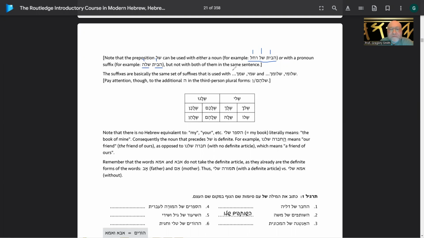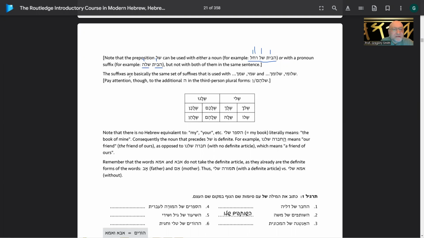But not with both of them in the same sentence. So that would be redundant, right? To have both of them in the same sentence. So it's either one or the other. It's either going to be very specific naming the individual, or it's going to refer to the individual by their proper pronoun. So it's either him or her.